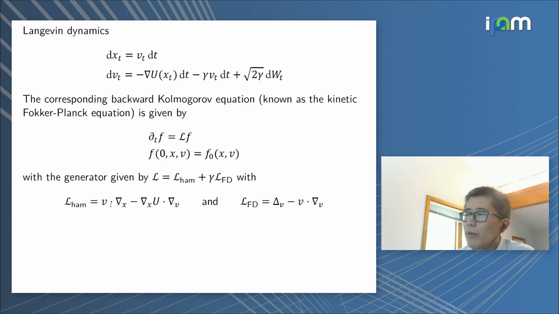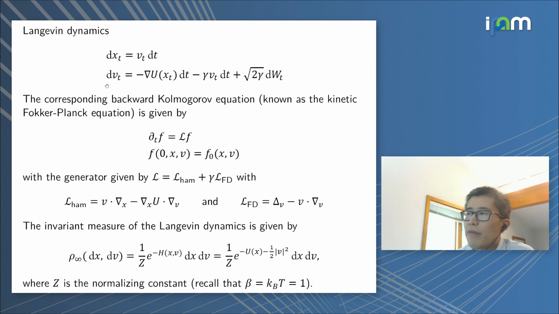And one nice thing is that after you have written down the generator, you can explicitly check that the invariant measure, under some very mild conditions this is going to be the unique invariant measure, of the Langevin dynamics is given by the following expression, which is essentially the Boltzmann distribution associated with the Hamiltonian, and z is a normalization constant. Also remember that I set all the physical parameters except friction to be 1, so there is no beta here. If you write down more explicitly, the invariant measure in the x variable is just given by e to the minus u, and in the velocity it is Gaussian.